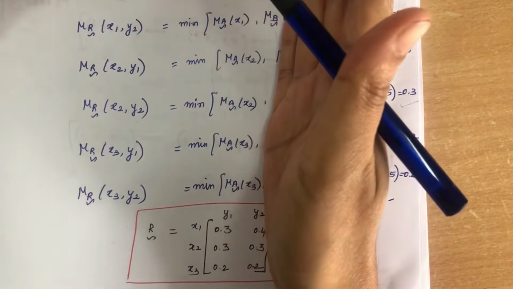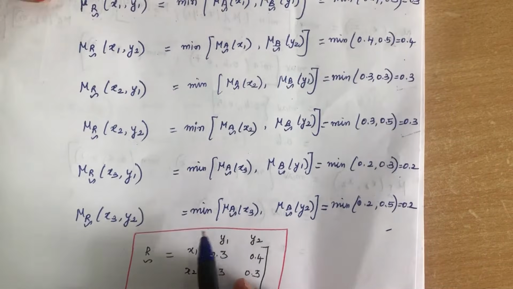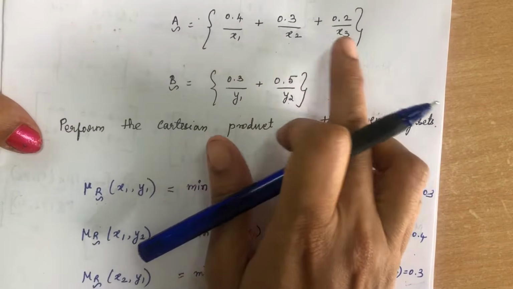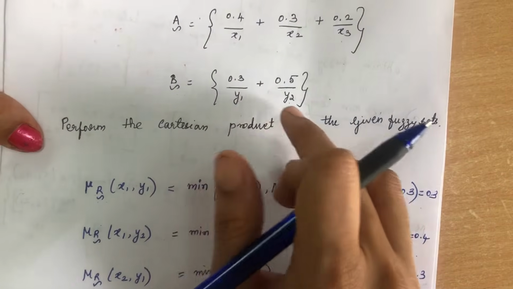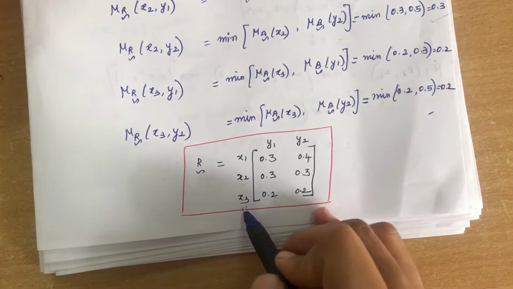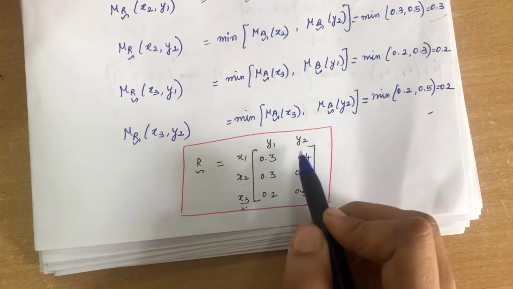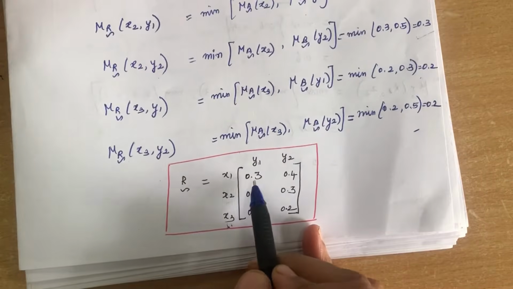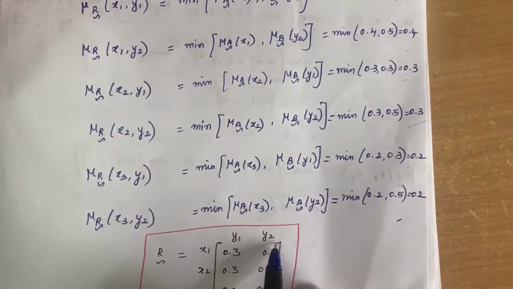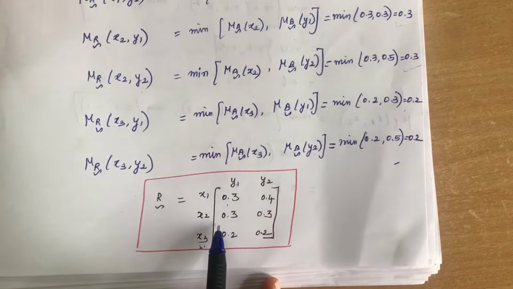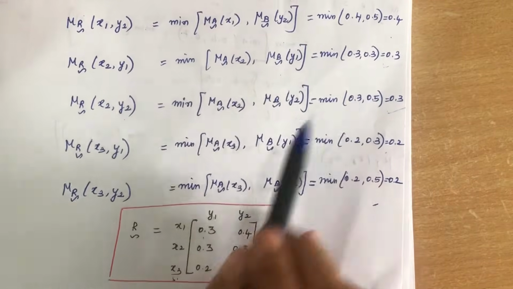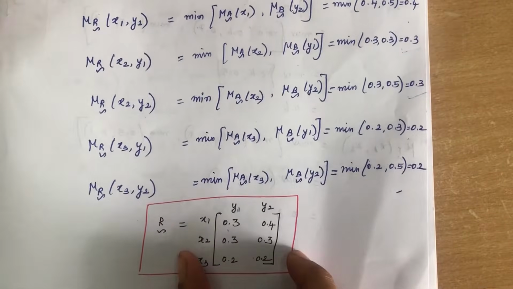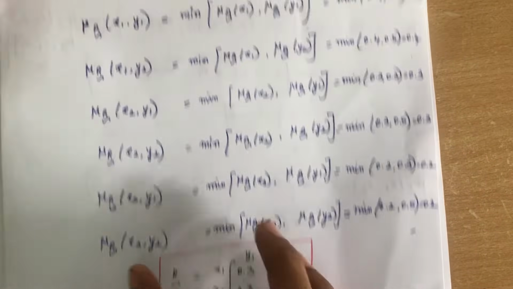I can represent these Cartesian product values in matrix format. Since fuzzy set A has variables x1, x2, x3 and fuzzy set B has y1 and y2, I take x1, x2, x3 as row values and y1 and y2 as column values. For x1 and y1 the answer is 0.3, so I write 0.3. x1 and y2 is 0.4. x2 and y1 is 0.3, x2 and y2 is 0.3, and next is 0.2, 0.2. I can represent all these values in matrix form. This is the final Cartesian product between the two fuzzy sets.